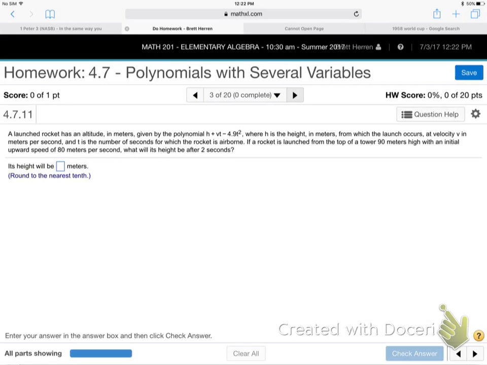Yeah, number 3, this big old word problem. It's simple. It's just a plug-in. Just grab that formula, h plus vt minus 4.9t squared. It's just going to be a plug-in. So you don't even have to read all the words. Who cares? We have 3 letters, notice, h, v, and t, right?